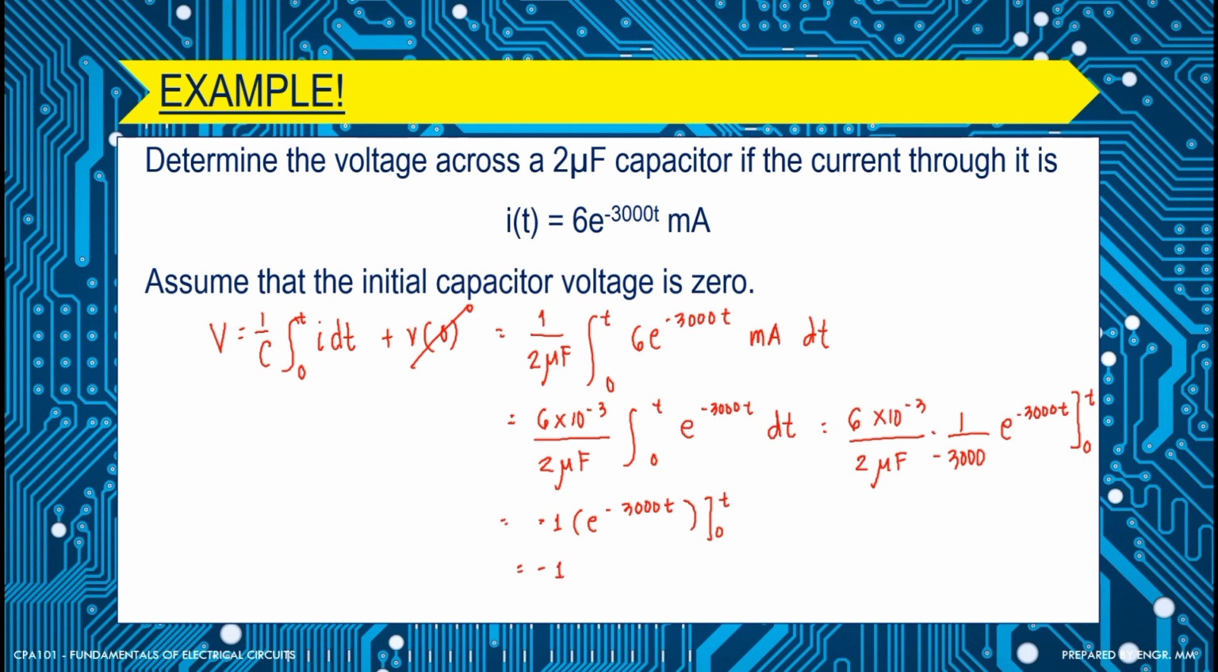So negative 1 multiplied by this limit, from 0 to t, so e^(-3000t) minus e^0, and e^0 is equal to 1. Okay, so this will be negative 1 times negative 1, so let's just write it first: 1 minus e^(-3000t), and unit is volts. So this is our answer.